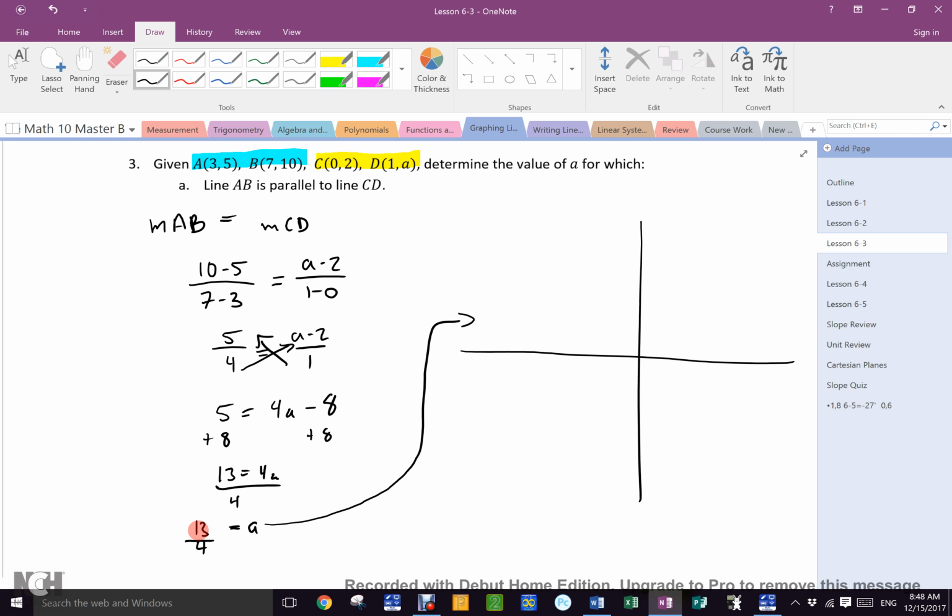What do you do with every improper fraction? Turn it into a mixed numeral, which is what? 3 1/4. Now to graph that, it's super easy, right? 1, 2, 3, 4. Where would the dot go?